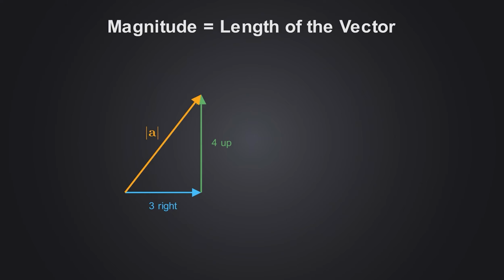And to find that, you don't need a new formula. You already know that formula, and that's Pythagoras. 3 squared plus 4 squared, 9 plus 16, 25. If we square root that, it's 5, so the magnitude is 5. Okay, and the notation is just 2 vertical bars around the vector, which represents that we're talking about the length of the vector, the magnitude.